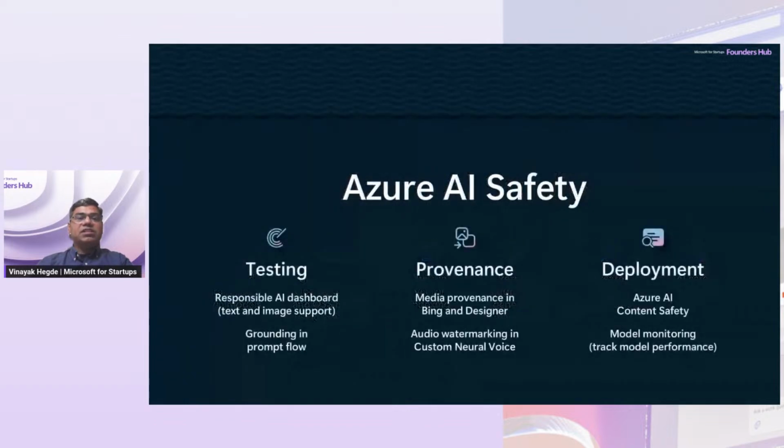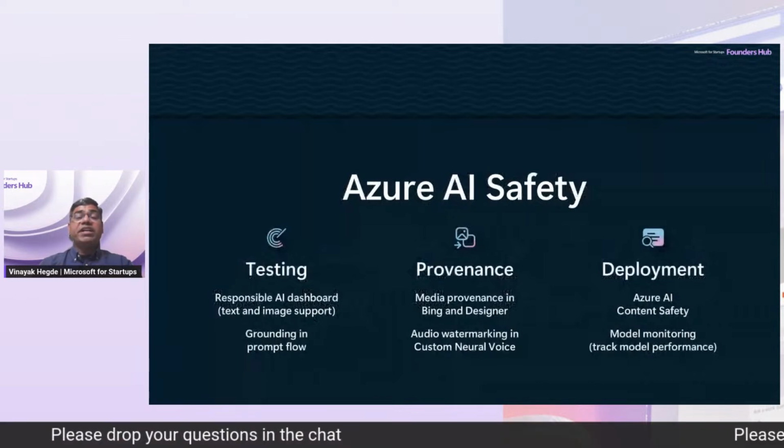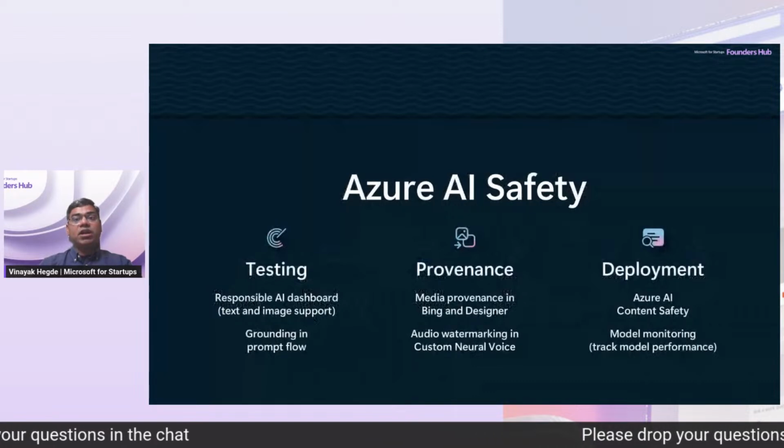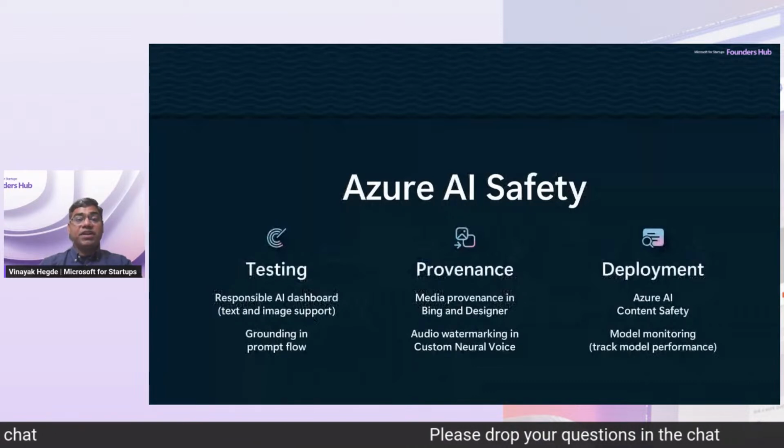And hence we have Azure AI Safety built in, and there are three buckets in which you can use AI safety. One is testing, so the responsible AI dashboard that is there, you can use the grounding in the prompt flow. When you generate images, for example, there is media provenance that you can have in Bing and Designer. You can have audio watermark in the custom neural voice, so that it cannot be abused to imitate somebody else without their authorization, or even if it is done, then it can be found out easily.